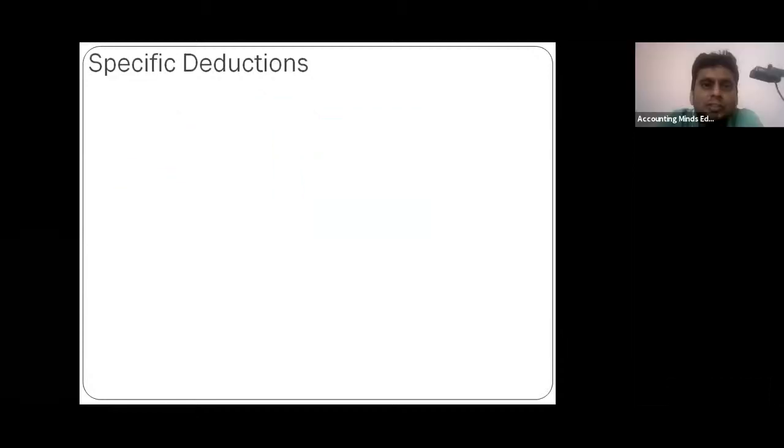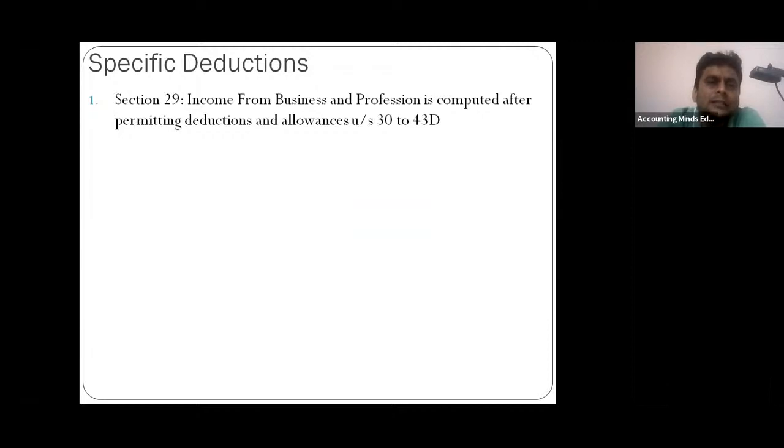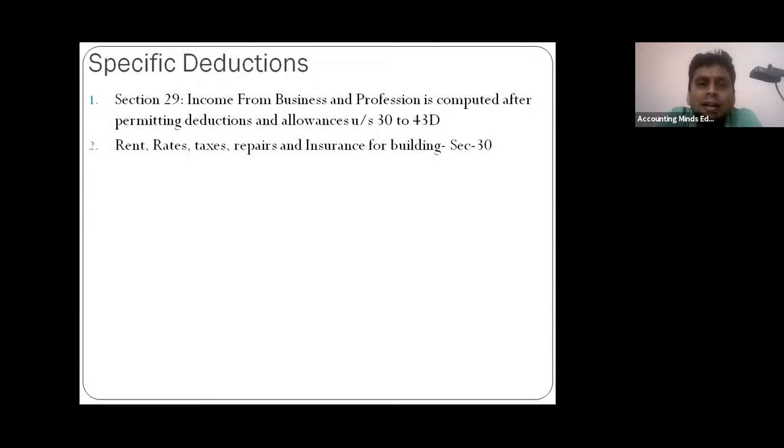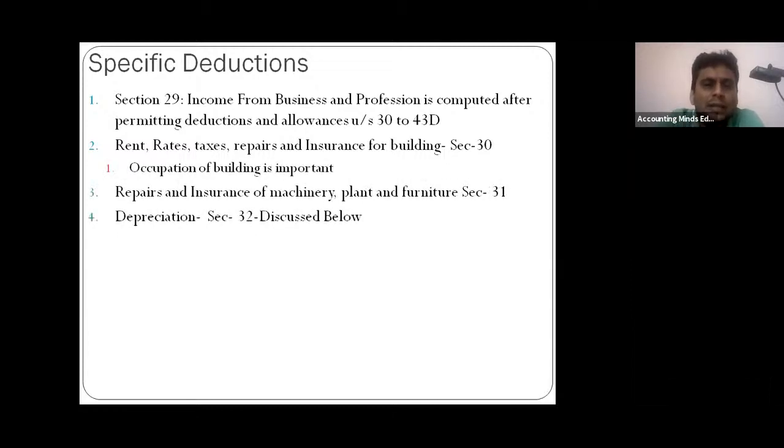So here, when we start with specific deductions, okay, section 29 says that you can deduct expenses which are specifically given from section 30 to 43. Okay, these are the deductions which are allowed. Okay, let us see that. Now, rent, rates, taxes, repairs can be deducted. That's what section 30 says. Not a big deal. Similarly, repairs, insurance for plant and machinery and furniture, section 31. These are some of the expenses which are specifically being allowed as expenses.